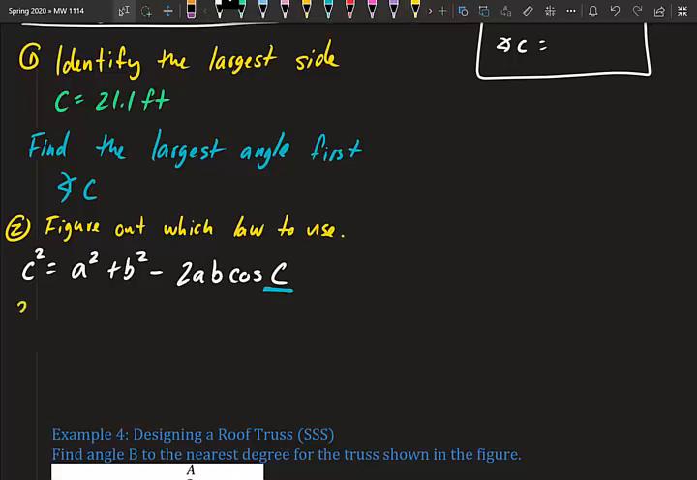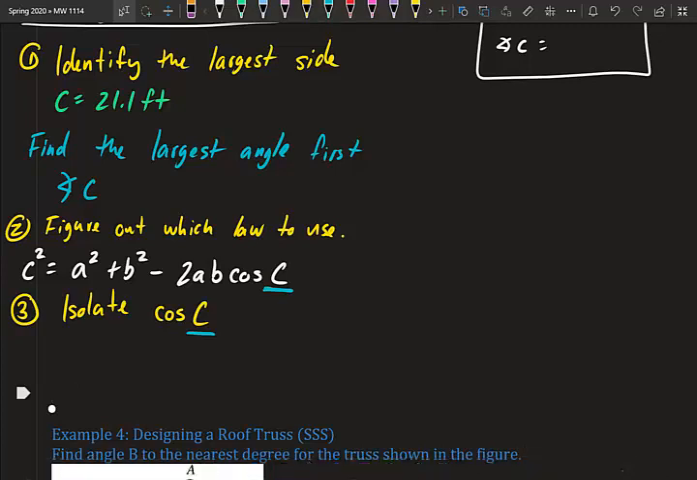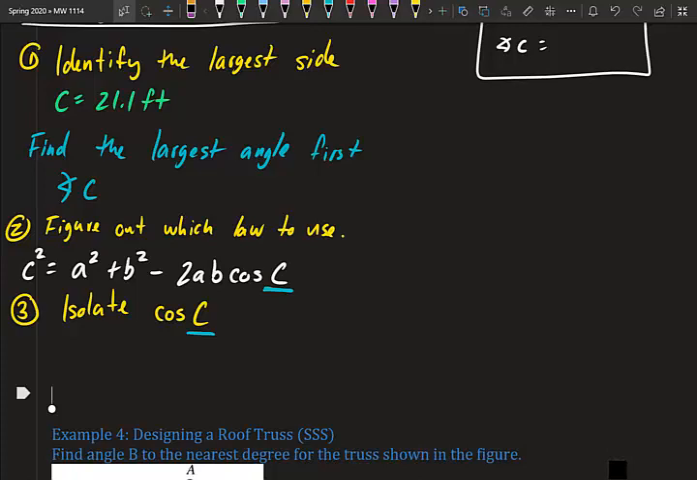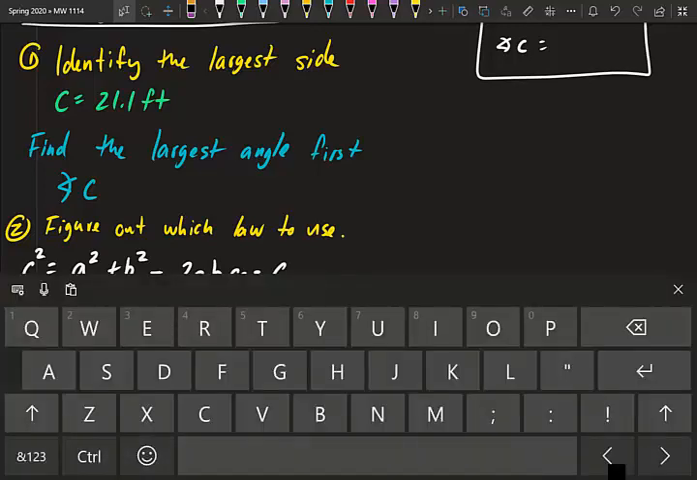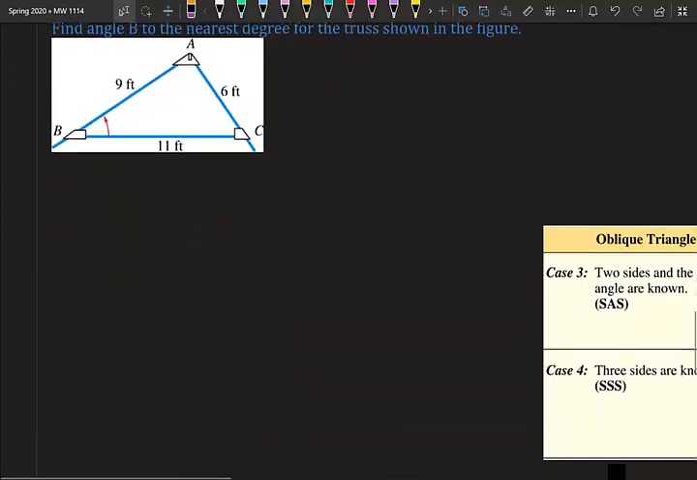All right, our third step, we need to isolate cosine C. Because isn't that what we're trying to find? We're trying to find C, so that's why we need to isolate it. I need way more space than this. Oh my gosh. Of course, now I want my keyboard and it doesn't come up. There we go. Yep, I need a ridiculous amount of space.